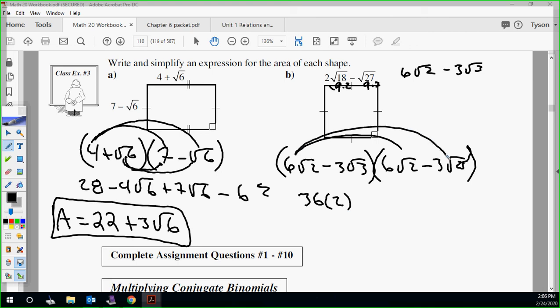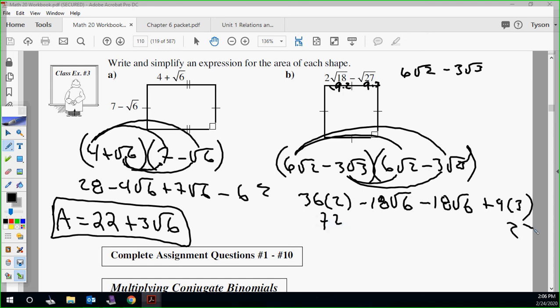6 root 2 times negative 3 root 3 is negative 18 root 6. And I get the same thing here. I get negative 18 root 6 again. And over here I get positive 9 times 3. And now we're going to combine. So we get 72 plus 27 here, which is 99.